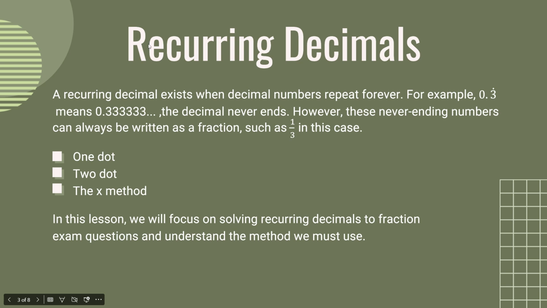So, what are recurring decimals? A recurring decimal exists when decimal numbers repeat forever. For example, 0.3 recurring means 0.33333 carrying on forever. The decimal never ends. However, these never-ending numbers can always be written as a fraction, such as a third in this case. In this lesson, we will focus on solving recurring decimals to fractions exam questions and understand the method we must use.